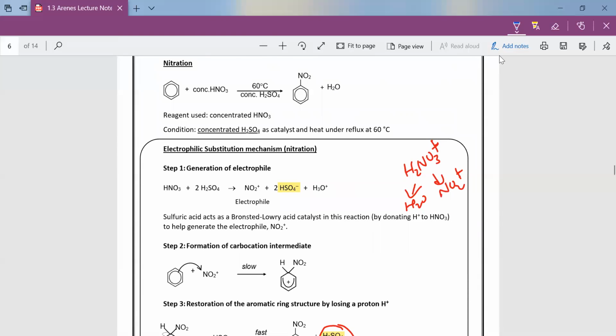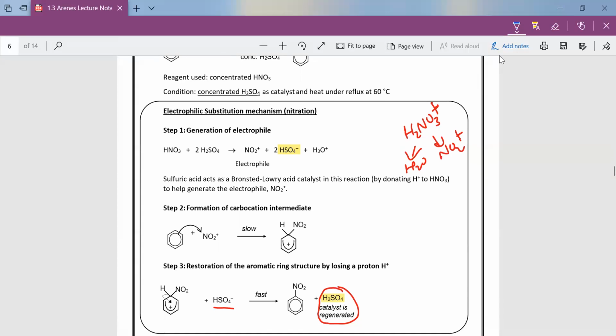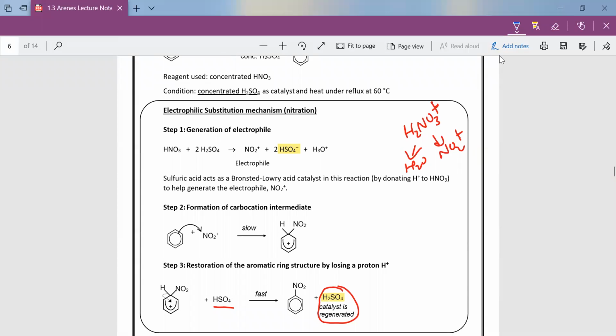Now we look at nitration. This is a rare kind of reaction where you have two concentrated acids being added together. What is the purpose of having those two concentrated acids? We mix them together to generate the electrophile.